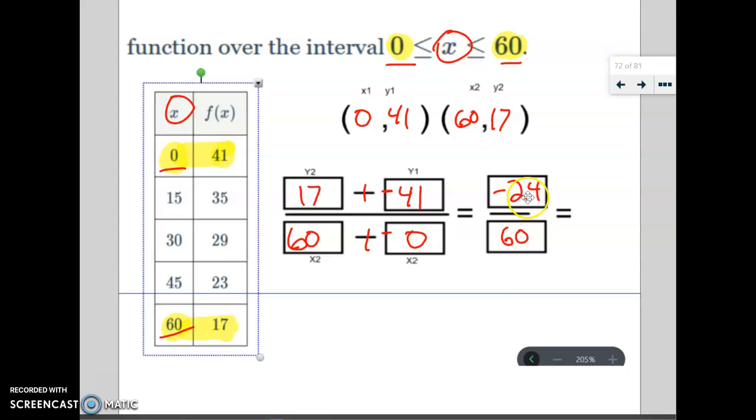Alright, now you're going to do negative 24 divided by 60, but first I'm going to do the signs. Negative divided by a positive is a negative. Now, here, we can't divide 60 into 24 evenly. So what we want to do is we want to simplify the fraction.